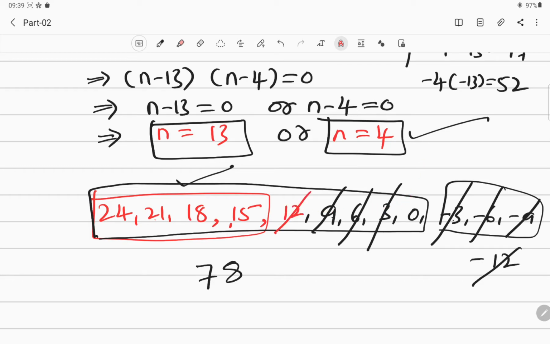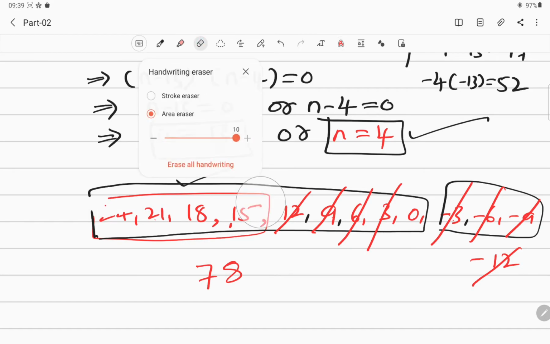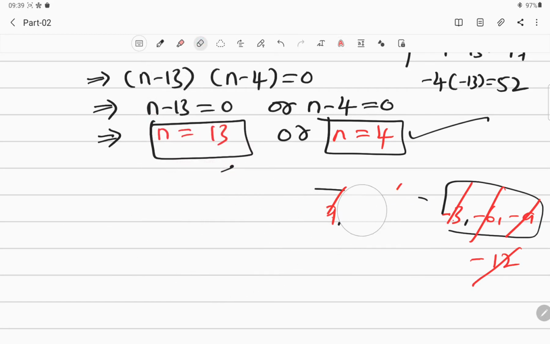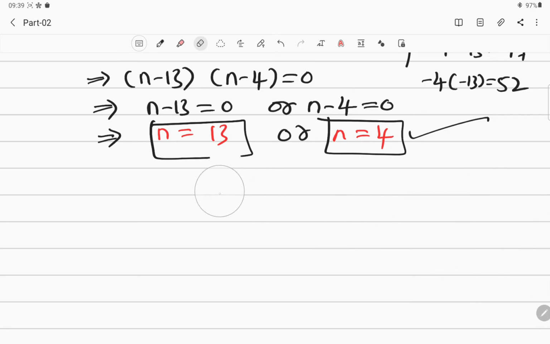I told you this 12 and this minus 12 will get cancelled. 9 and minus 9 will get cancelled. 6 and minus 6 will get cancelled. 3 and minus 3 will get cancelled. And anyway 0, if you add 0, nothing will happen. The other numbers will remain the same. Look at this, this will add up to 78. I just gave you this example here, okay? No need to mention these things in the examination. You can just write the value here.